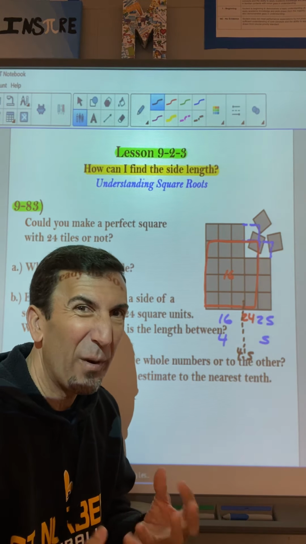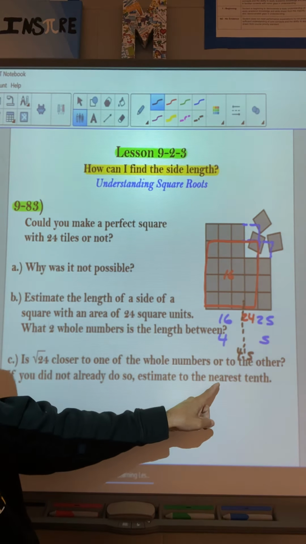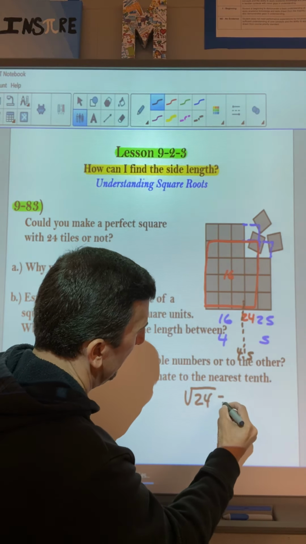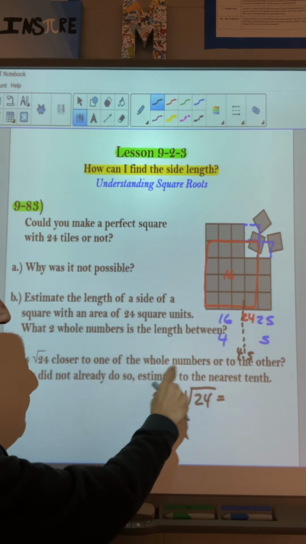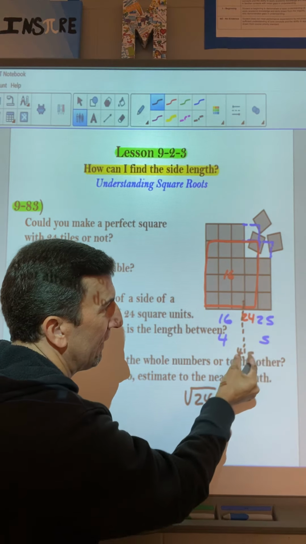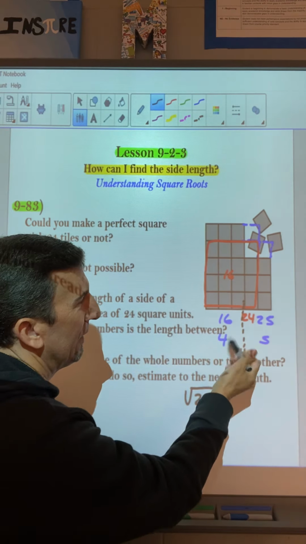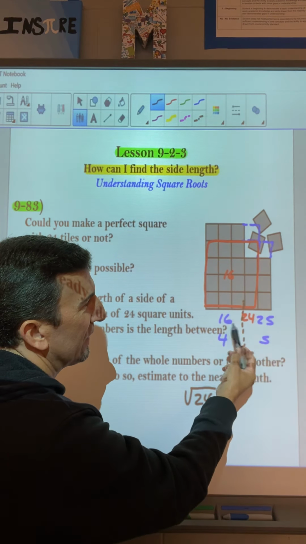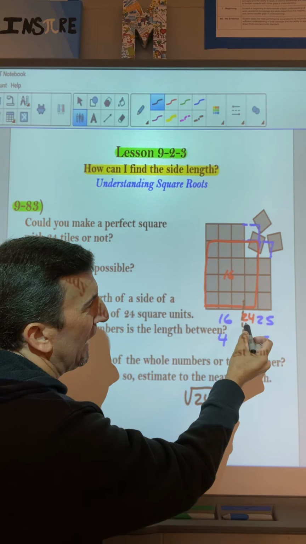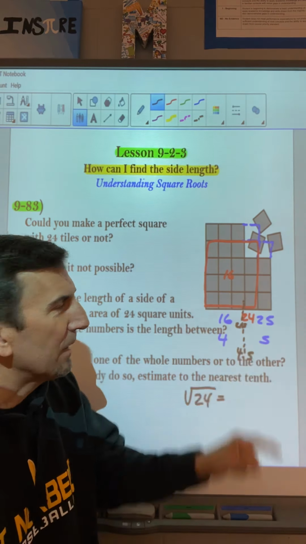Now this is where we start playing around with the numbers a little bit. And we start going, I want to get to the nearest tenth. So the square root of 24 is equal to what? We know it's between 4 and 5, and more specifically, we know it's between 4.5 and 5, because it's closer to the 25 than it is to the 16. The halfway point between 16 and 25, there's 9 units, so it'd be about 4.5, so this would be about 20.5, is only 4.5. So we know it's got to be closer.